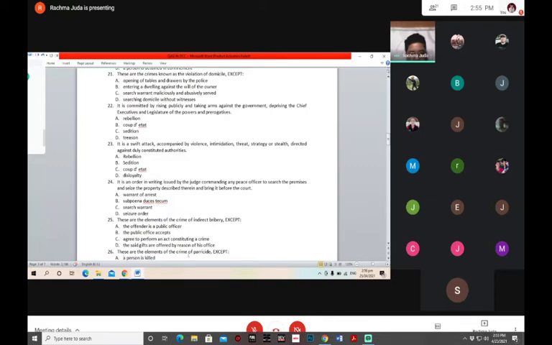Next, 25. These are the elements of the crime of indirect bribery except. So, when we say indirect bribery, it is committed mainly by a public officer receiving a price, reward, or gift, any gift, because of his or her office. Meaning, you are given something just because of your office or your position. But you are not mandated or required to do an act in favor of the giver. Those are just plain gifts, given to curry favor.